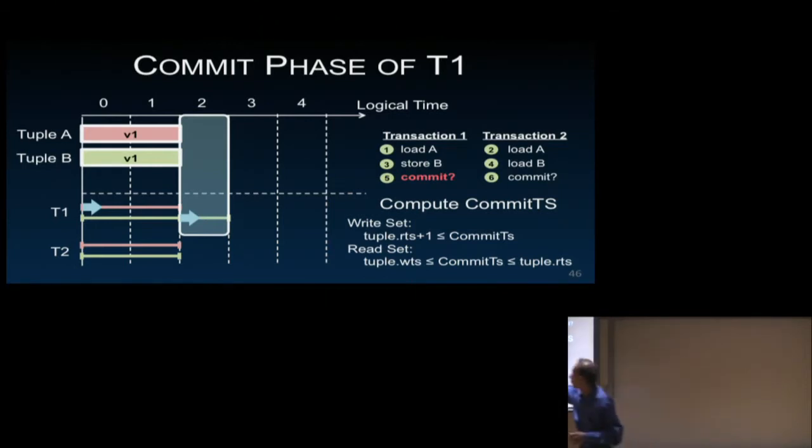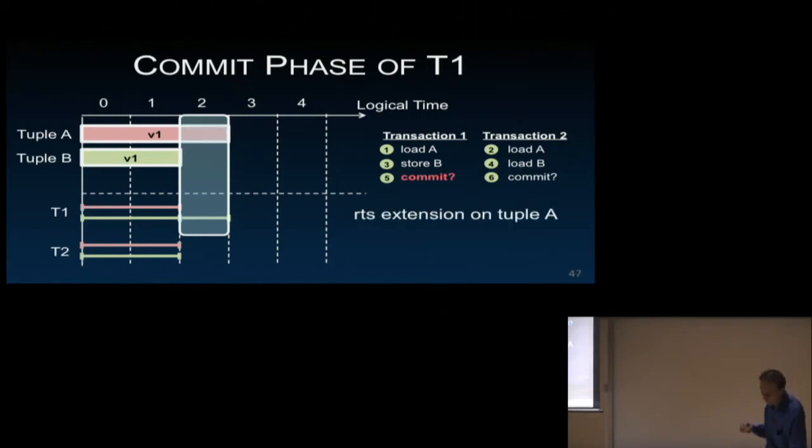So if I want to write something, I need to write it after it expired, right? Because I want to create a new version. If I want to read something, I want to read it within its lease, right? So if you do that, then you want to compute that, which is your commit timestamp for transaction 1. And as you notice, we need an RTS extension.